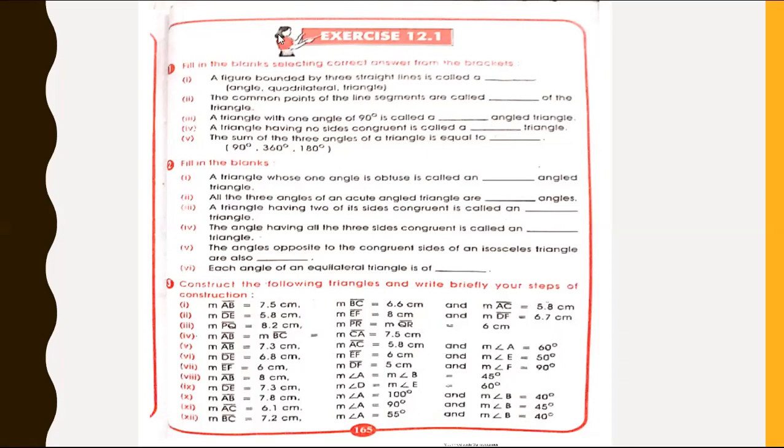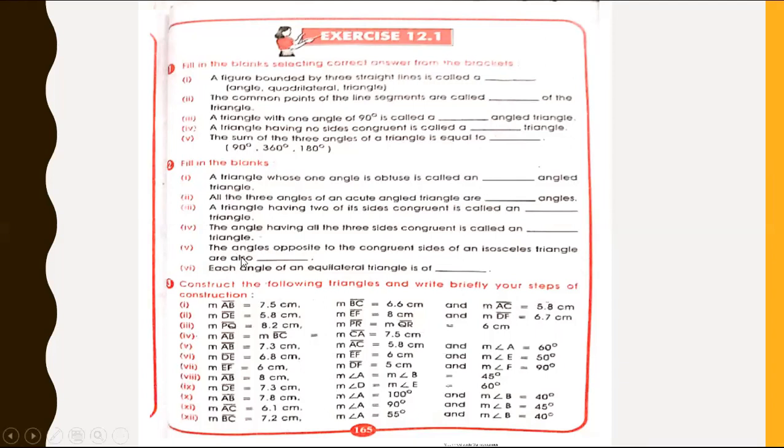Acute angle, very good. Now the next is, a triangle having all the 3 sides congruent is called a dash angle triangle. Having all the sides congruent. Yes, Afra, you are correct. It is called an... Isosceles has 2 sides equal, but equilateral has all the 3 sides equal.